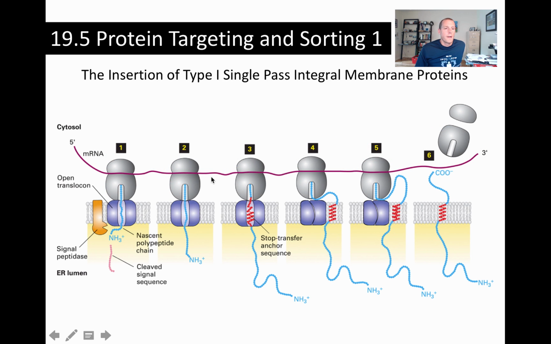So let's take a look at how you get a type 1 single pass integral membrane protein. So what we've got to do is focus down here at the end to start with. We've got to get a protein with a single transmembrane region and a carboxy terminal region which is in the cytosol, and then in the ER lumen we're going to get the amino terminus of the protein. So you can think about whether this amino terminus would be inside the Golgi, in the lumen of the Golgi, whether it would be outside of the cell or inside of the cell. That's the kind of thing that I'll be asking you on some of your quizzes.